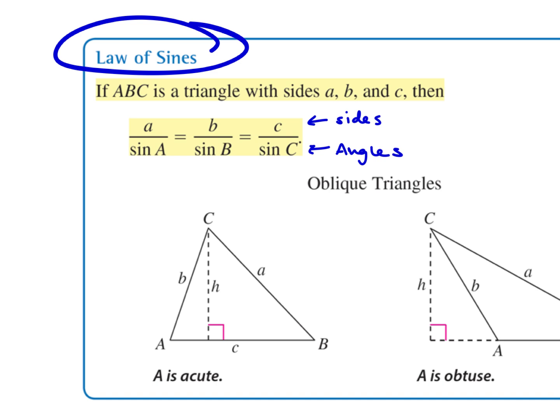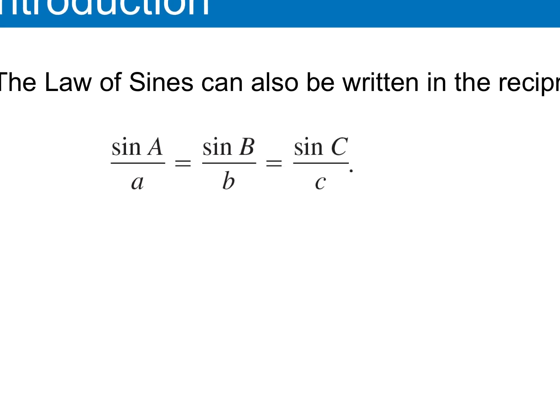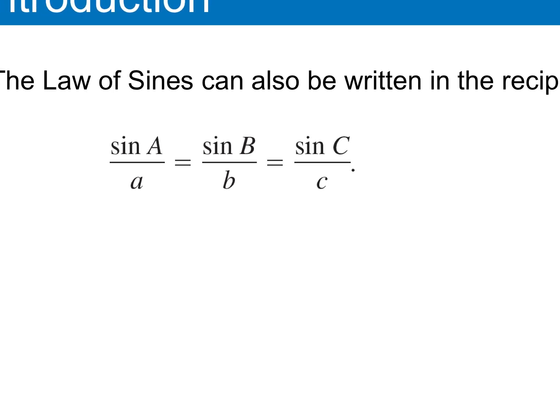And by consistent, let's look at the next page. You can also flip it and say sine of A over a is equal to sine of B over b, which is equal to sine of C over c. So if you want to do the angles on top, you can, but just make sure you have an angle on top equal to an angle on top, over the sides on the bottom. So be consistent with it. It doesn't matter which order you have. You can have sides on top or sides on the bottom. Just be consistent with it.